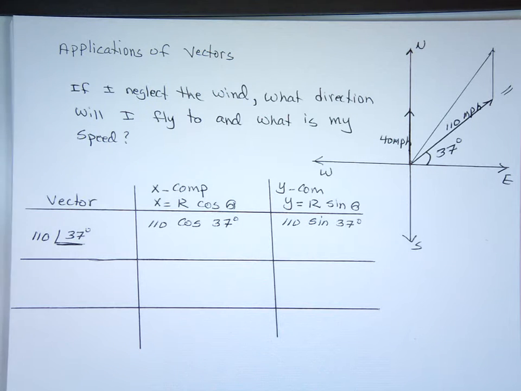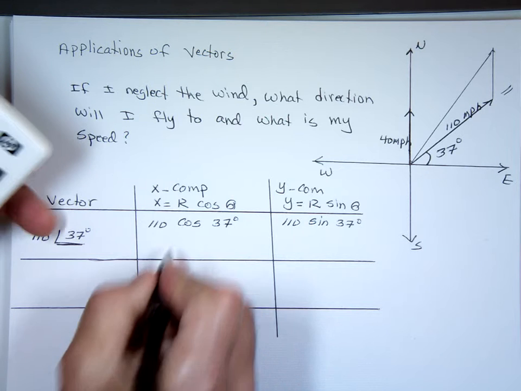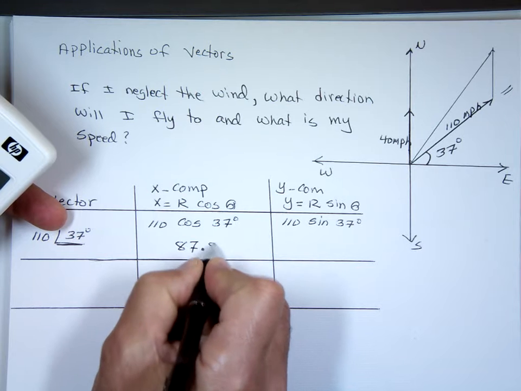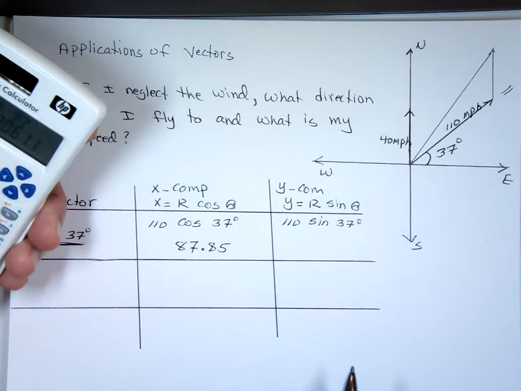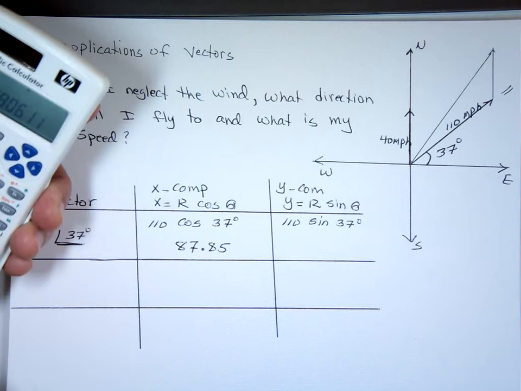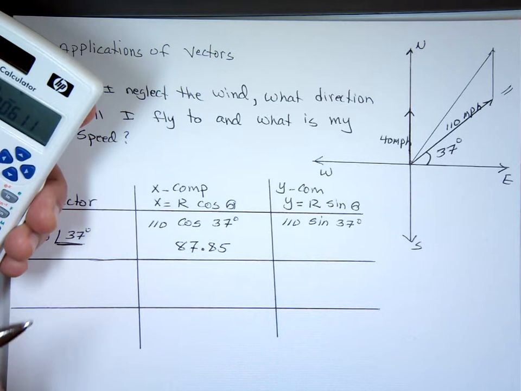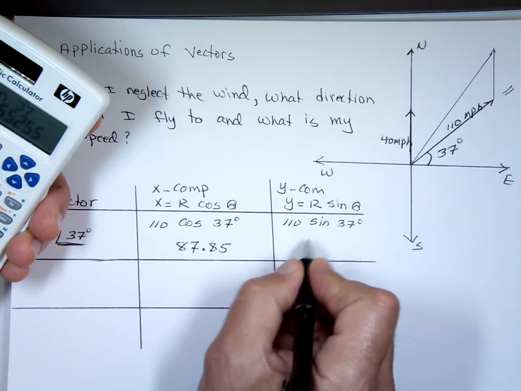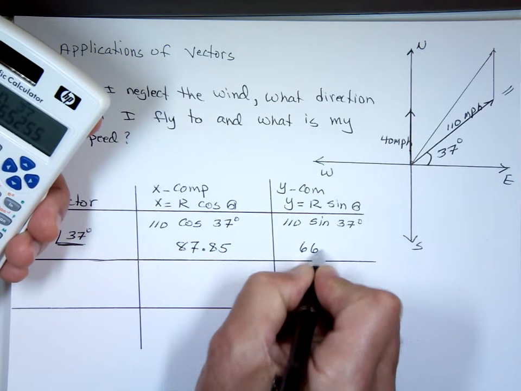So here's my calculator. Let's see. My cheap calculator again. Turn it on. Clear that. 110 cosine 37 degrees equals 87.85. And the y component is going to be 110 sine 37, and that's 66.20.